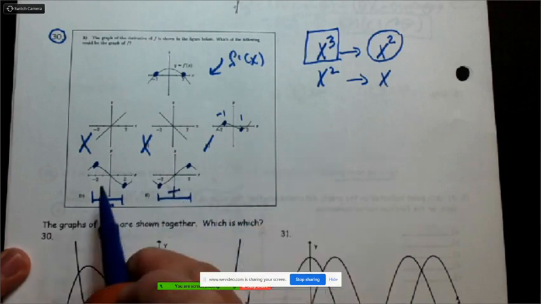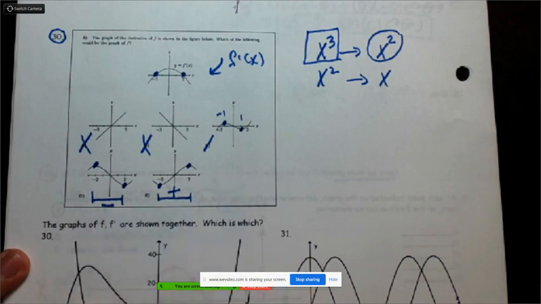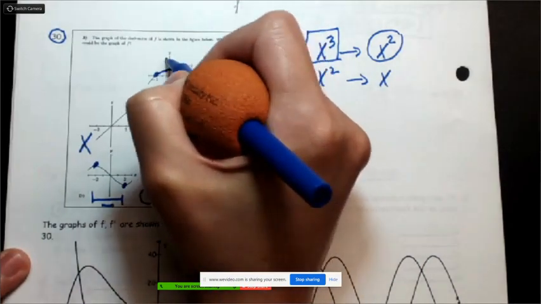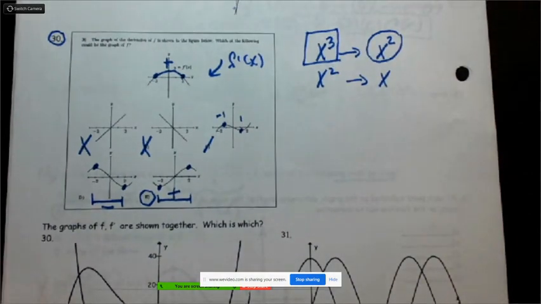So that means my graph must be below for this one, or my graph must be above for this one. So which one takes the original graph, D or E? E. But this right here is above. So if you can eliminate most of them just by the logic, that will be very smart on your end.